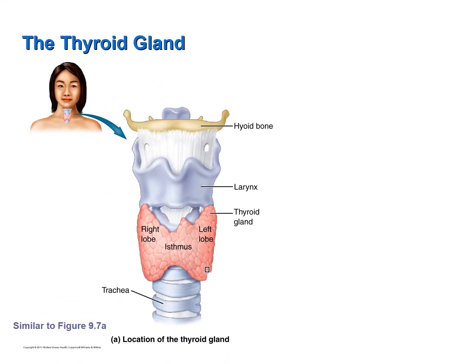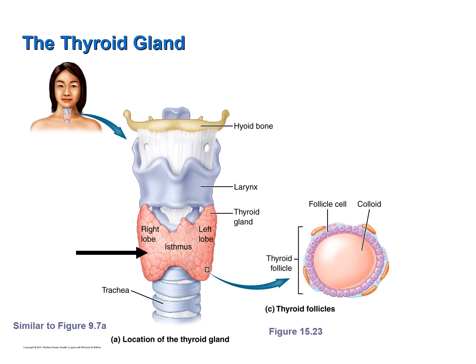The thyroid gland is found in the neck below the larynx, so it's easy to find the thyroid by simply putting your finger on the thyroid cartilage. The thyroid cartilage surrounds the larynx. You know it as your Adam's apple. And then just move inferiorly, and you will find the thyroid gland. The thyroid gland consists of two lobes, and those two lobes are connected by a narrow strip of flesh called an isthmus. The thyroid gland consists of structures called follicles.